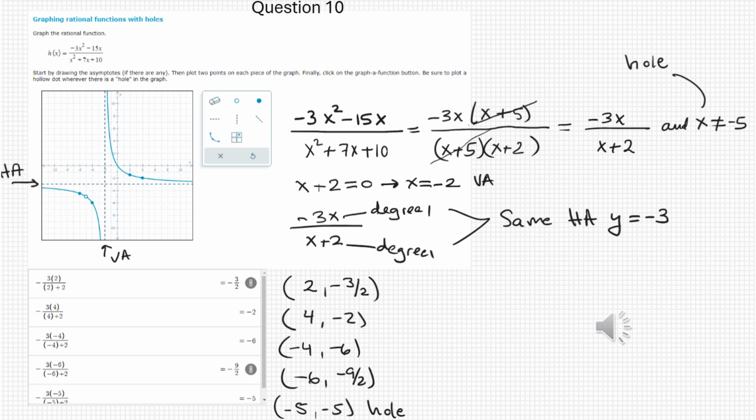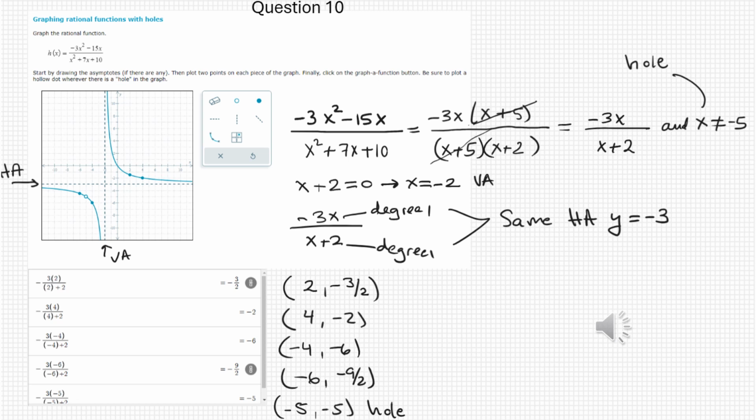Okay, so to find the vertical asymptote is the same. You take the polynomial at the bottom, but not the original, the new one. X plus 2 equals 0, x minus 2, you plot the vertical asymptote.